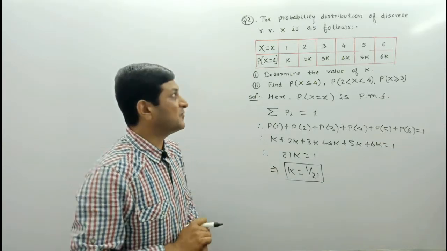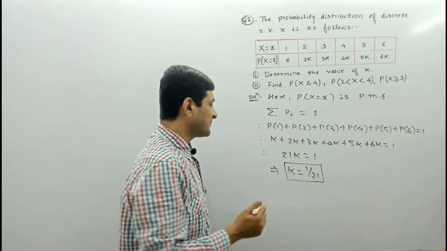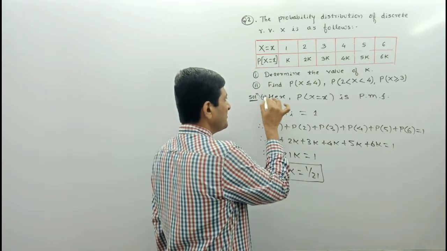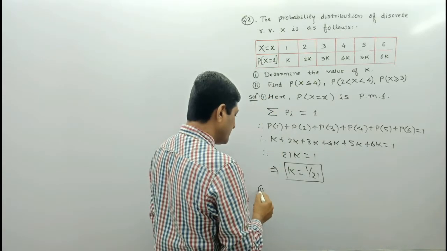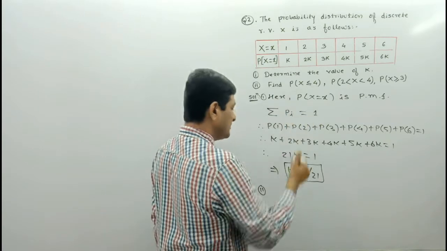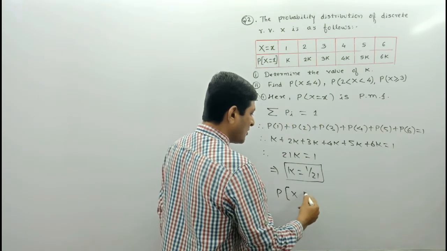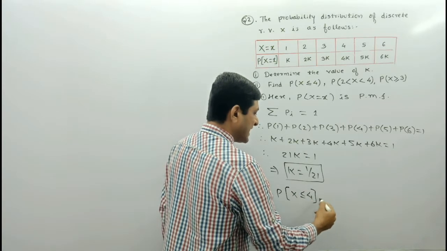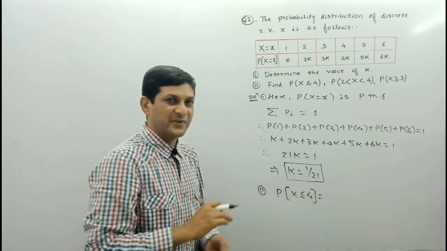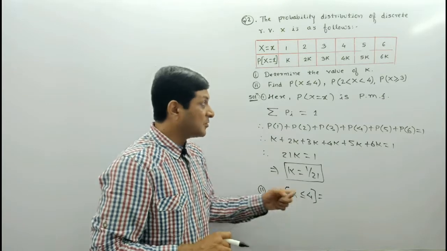Now let us try to find out the second required value. So here we have completed the first part. In the second part, first we have to find out the value of P of X less than or equal to 4. Now check which values of the random variable are less than or equal to 4.